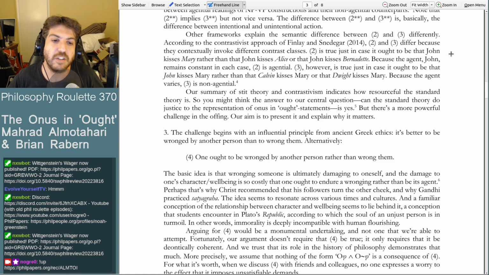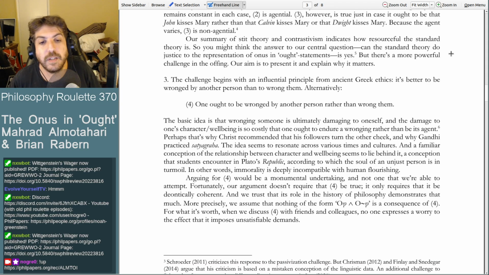Because the agent John remains constant in each case, 2 is agential. 3, however, is true just in case it ought to be that John kisses Mary rather than Calvin kisses Mary, or that Dwight kisses Mary, because the agent varies. 3 is non-agential. Our summary of STIT theory and contrastivism indicates how resourceful the standard theory is. So you might think the answer to our central question, can the standard theory do justice to the representation of onus in ought statements, is yes. But there's a more powerful challenge in the offing. Our aim is to present it and explain why it matters.